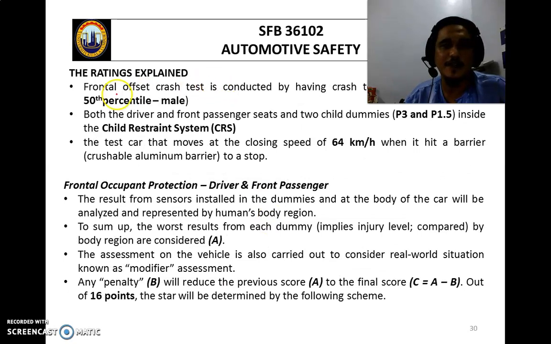For the ASEAN study, ASEAN NCAP just focuses on the frontal collision crash test. They will not go through the other tests. It uses the 50 percentile male dummy for both driver and passenger, and we have two child passengers, P3 and P1.5. These refer to children aged 3 years and 1.5 years inside the CRS, child restraint system, at a speed of 64 km per hour hitting the barrier.